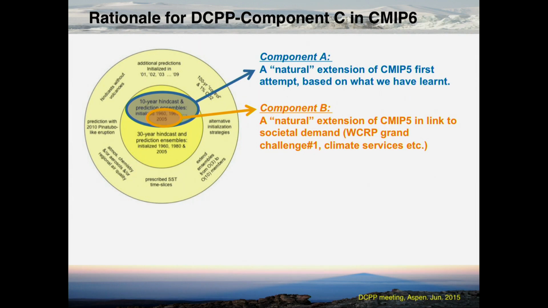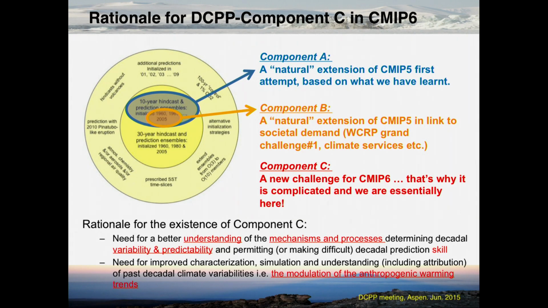Component B is also a natural extension of the CMIP5 and linked to what society needs and the demand, especially in line with the WCRP Grand Challenge and climate services. And component C is a kind of new challenge here for CMIP6, and this is, as mentioned by George, why we are essentially here.